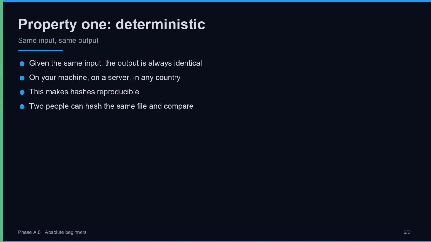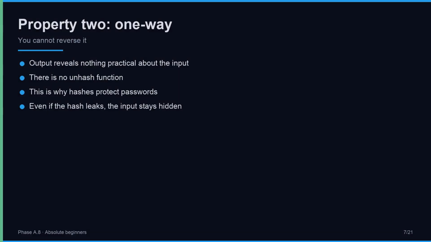The first property is deterministic. Given the same input, the hash function always returns the same output. On your laptop, on a server in another country, in 10 years' time, the same input always produces the same hash. This is what makes hashes useful for verification. 2 people on opposite sides of the world can hash the same file and compare fingerprints. If the fingerprints match, the files match. Reproducible everywhere.